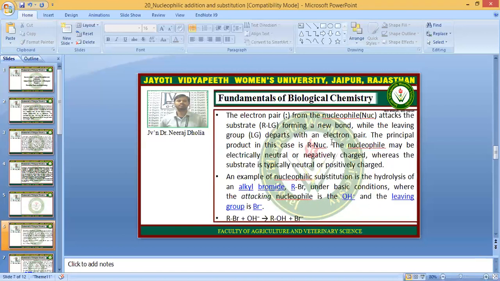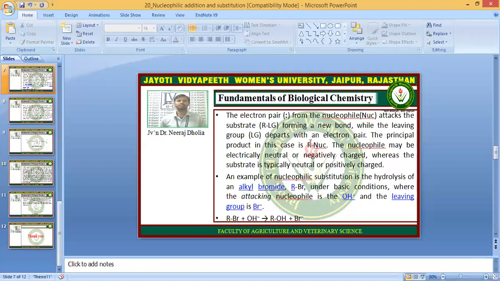It will attach to the alkyl group and the leaving group will be removed. So the electron pair from the nucleophile attacks the substrate, forming a new bond, while the leaving group departs with the electron pair. The principal product in this case is the alkyl nucleophile. The nucleophile may be electrically neutral or negatively charged, whereas the substrate is typically neutral or positively charged. So the example is here: the alkyl bromide and the hydroxyl ion, and the hydroxyl ion will replace the bromide.